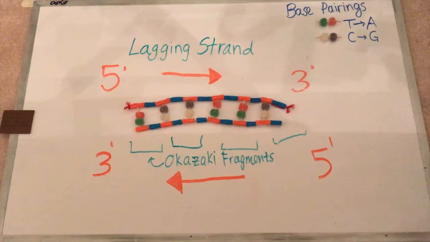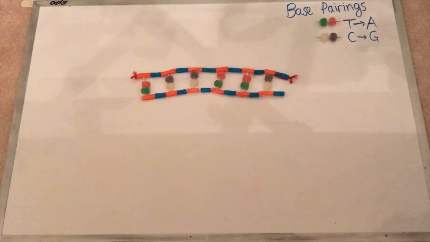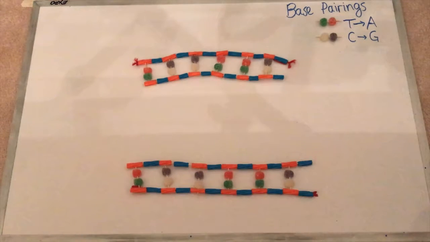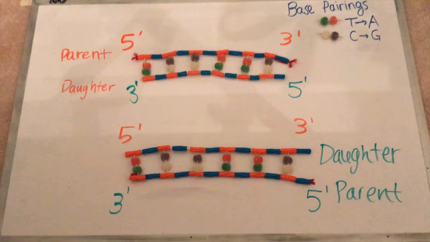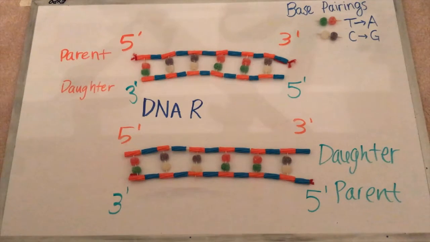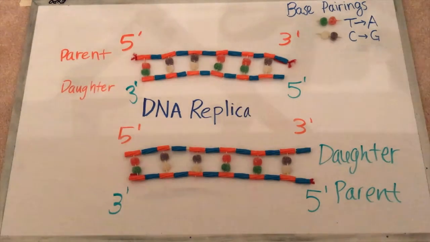Since the DNA polymerase can only add bases in a 5' to 3' direction, the leading strand can continuously replicate. However, the lagging strand can only be replicated in fragments, therefore the DNA strand elongates in a 3' direction.